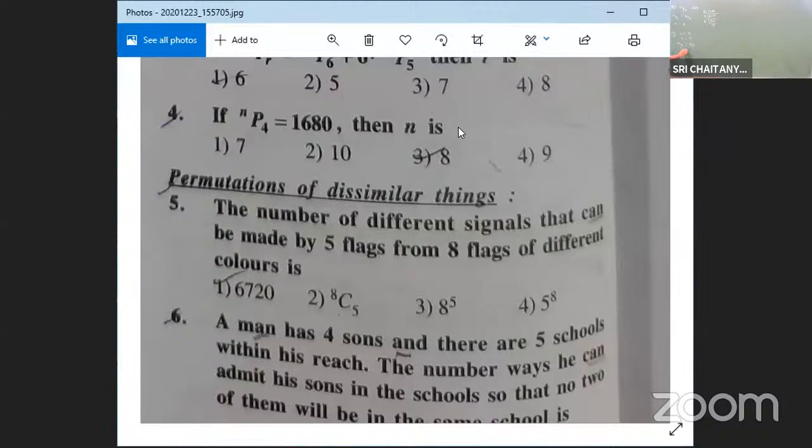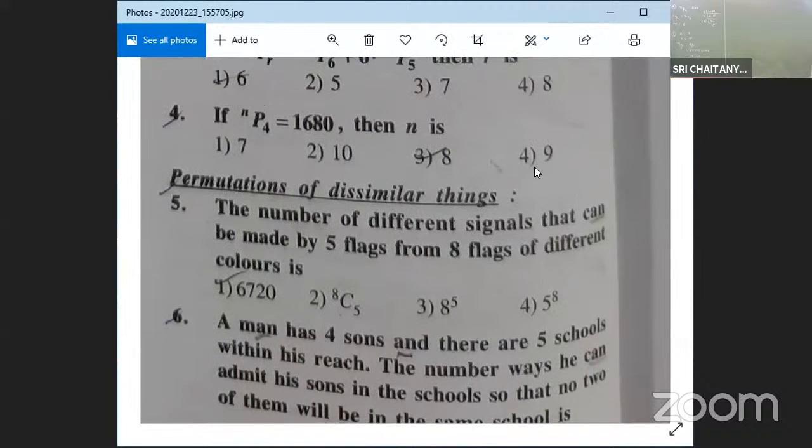Okay, what is the value of 8P5? 5 consecutive terms back: 8 into 7 into 6 into 5 into 4. Simplifying this, we are going to get 6720 as the answer, right? And observe that sixth problem on the screen. Of course, I am going to give you time to copy this one, but just observe the sixth problem.